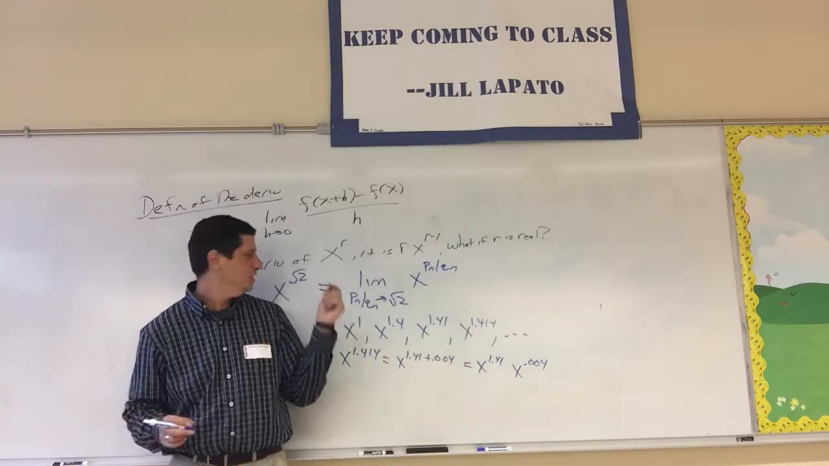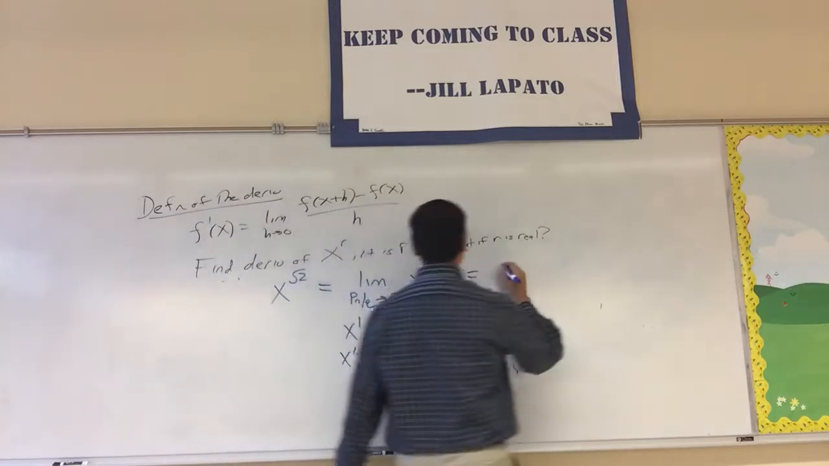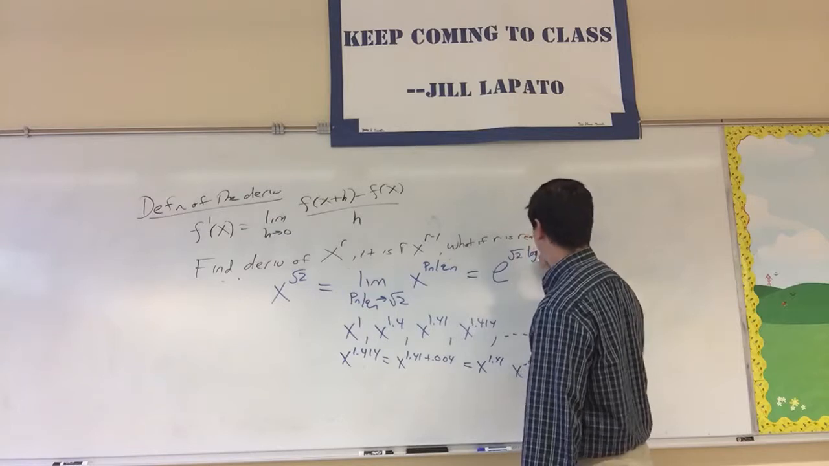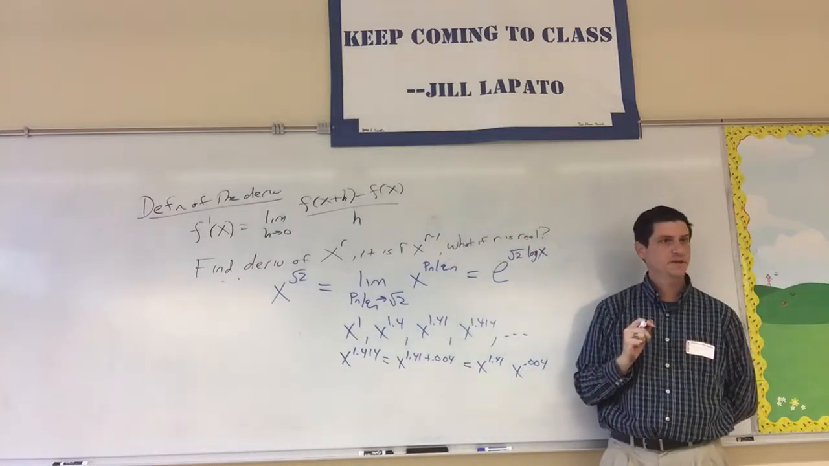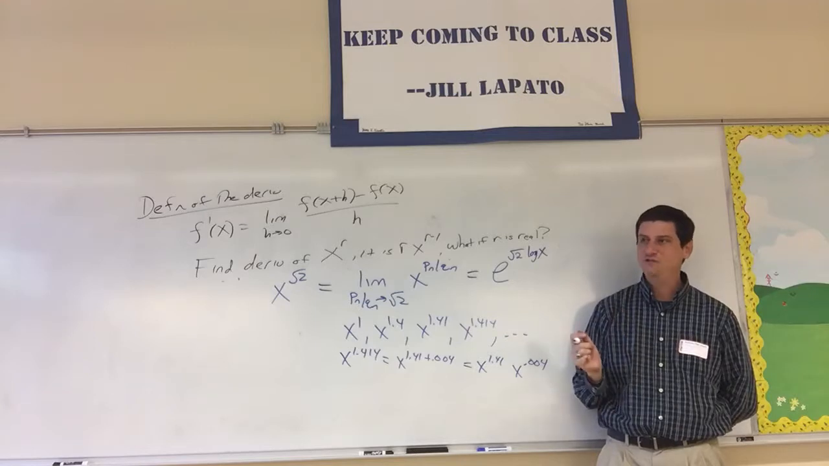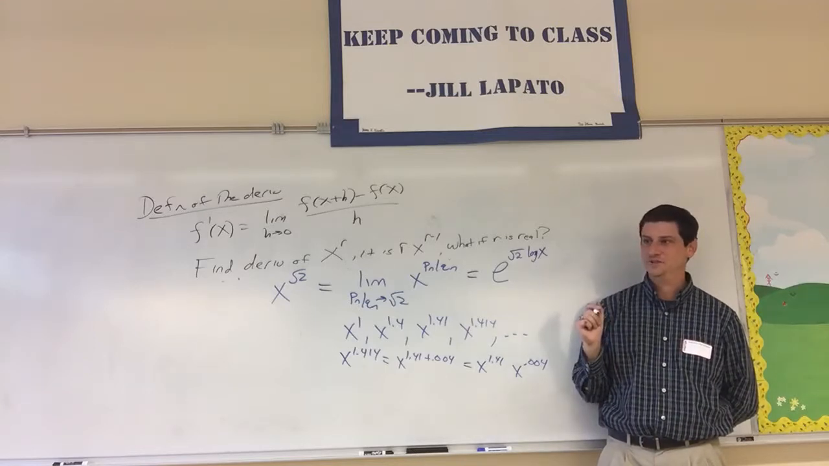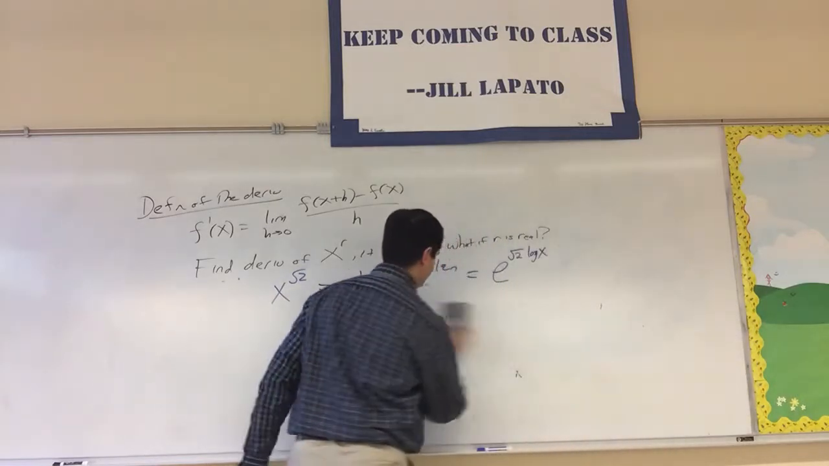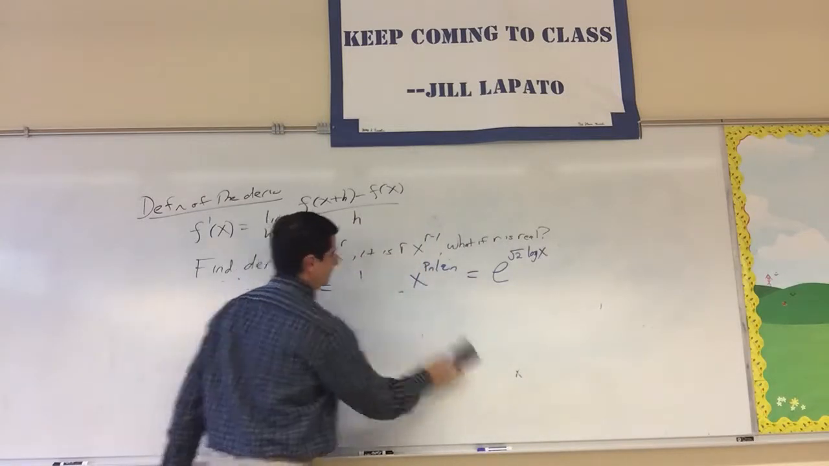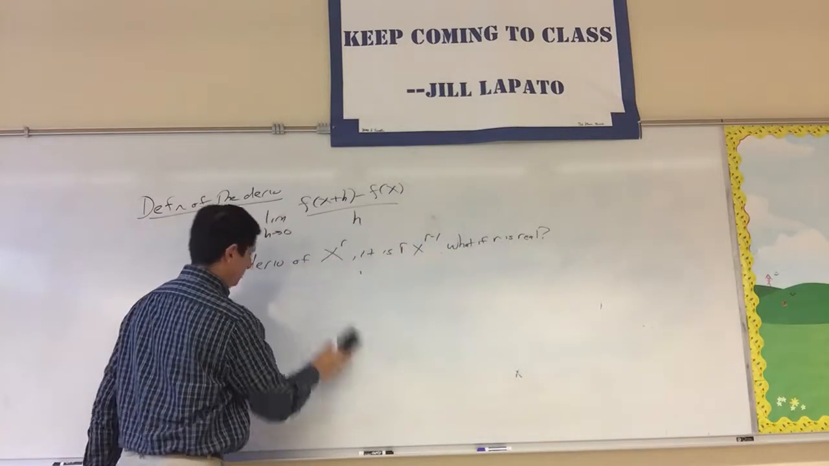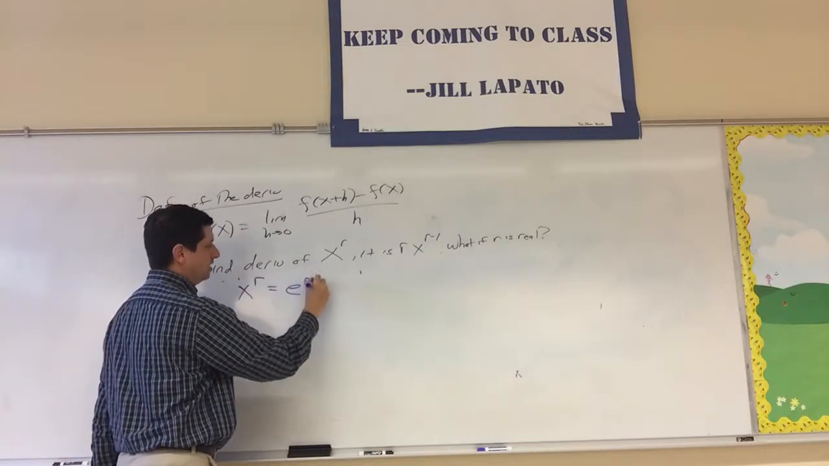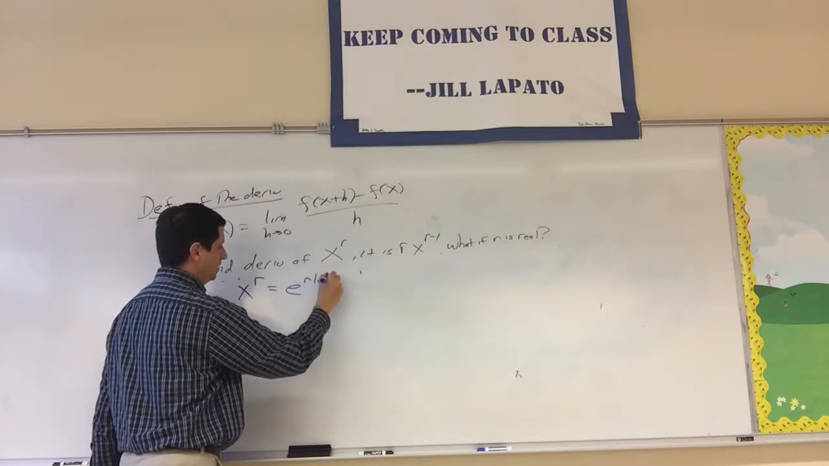The other way to say what this means is, let me see if I can do this correctly, e to the square root of 2 log of x. And now we're setting ourselves up for a chain rule, assuming we know the derivative of e to the x. So if we use this, then the chain rule would be the following. So x to the r is e to the r log x.